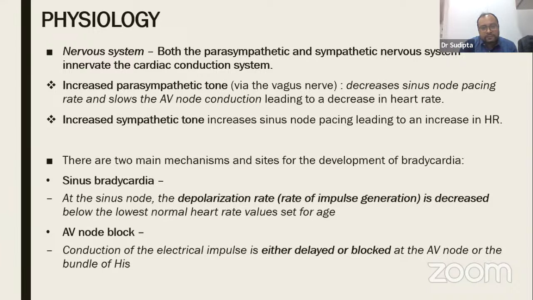So there are two main mechanisms and sites for the development of bradycardia. The first one is sinus bradycardia, which acts at the level of the sinus node and influences the depolarization rate. And the next is the AV node block, which acts at the level of the AV node and below it, and causes a delay or block of conduction of electrical impulse.